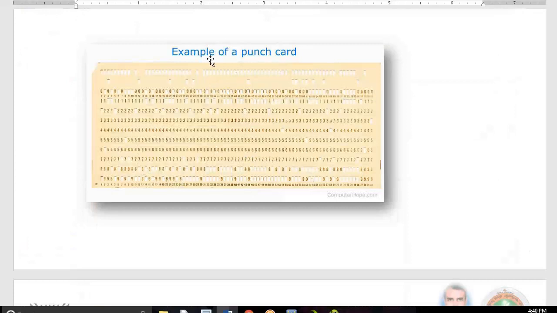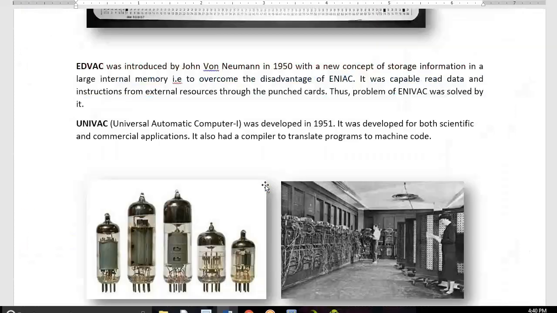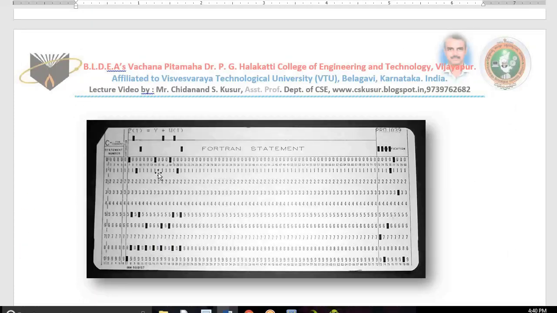Okay, this is what we call the punched card. You can see this punched card. Here you can see some numbers also. With the help of a punching machine, we need to punch on this card. We need to learn about that. You can see this might be a Fortran program, Fortran statement.